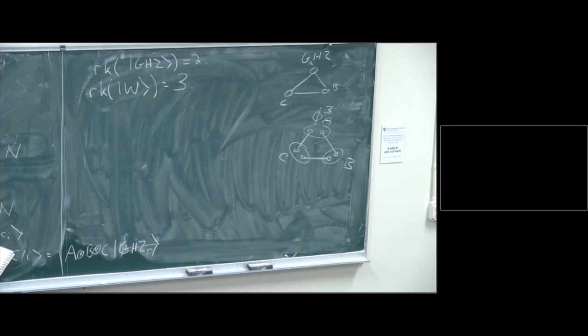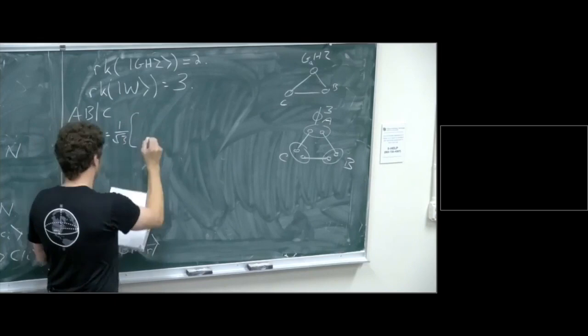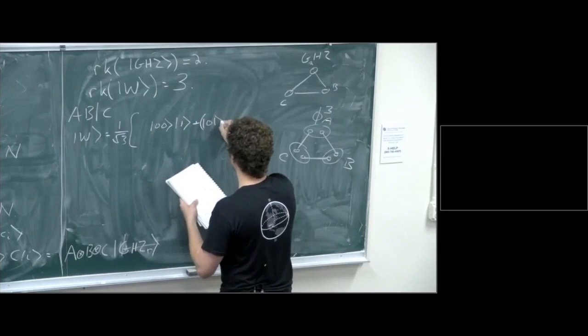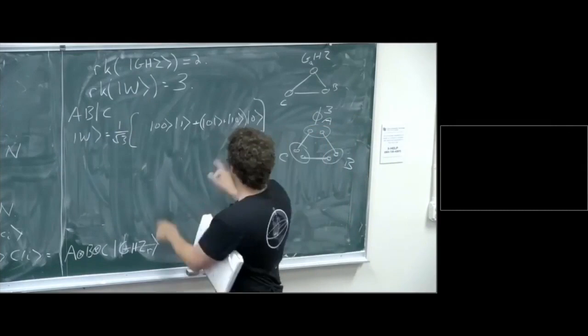Well, let me write a decomposition of W, a Schmidt decomposition of W, okay? It's actually easy. It's already in a Schmidt, a diagonal form, basically. So I'm going to write a Schmidt decomposition across A, B, and C. Then W is equal to 1 over root 3, 0, 0, 1, plus 0, 1, plus 1, 0, 0, right? So that's a good Schmidt decomposition because these are supposed to be orthogonal, which they are, and these are supposed to be orthogonal, which they are, okay?